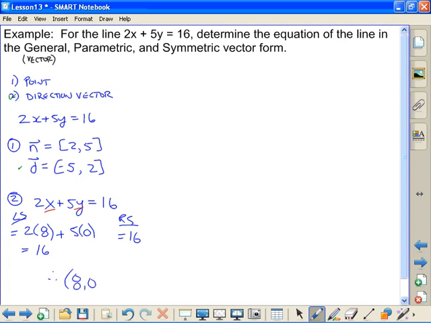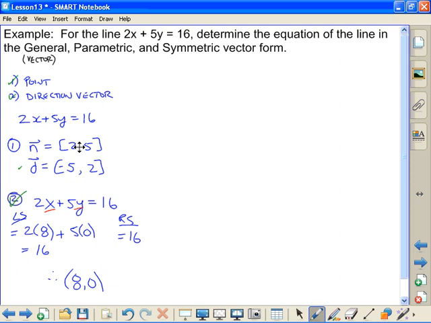You can do any combination you want here, but keep it easy. If you can make one of them 0, please make one of them 0. It speeds up the process. All you need to do is find a point that satisfies the conditions of that equation. So we have all the information.